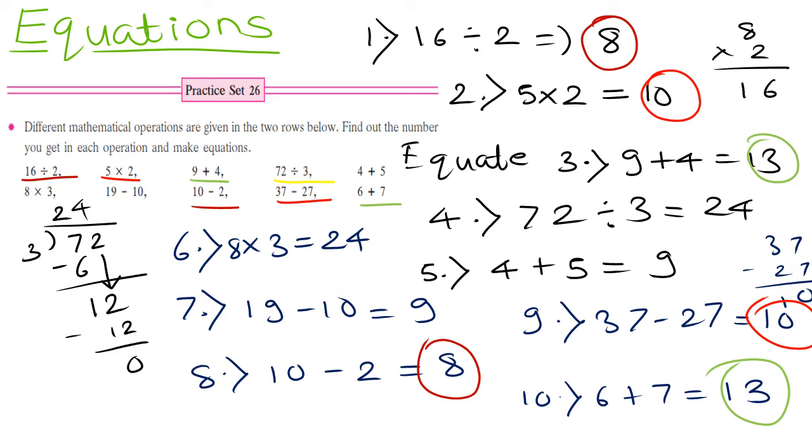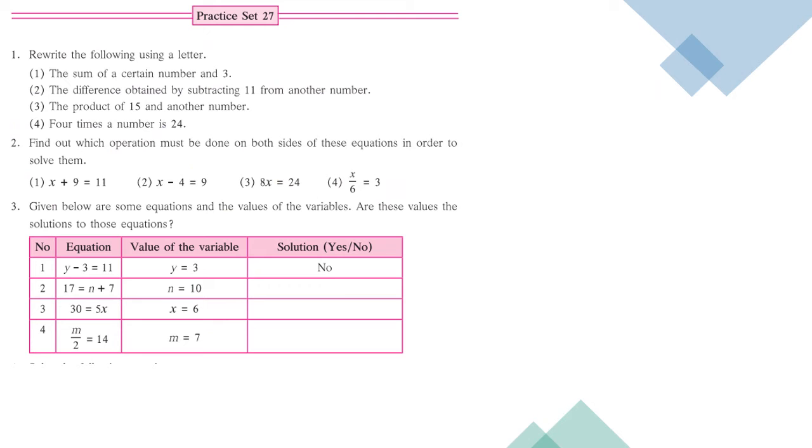72 divided by 3 is 24 and 8 multiplied by 3 is also 24. Next one, 4 plus 5 is 9 and 19 minus 10 is also 9. So these are our pairs. Okay, so I hope you get this. Let us move on to the next exercise.